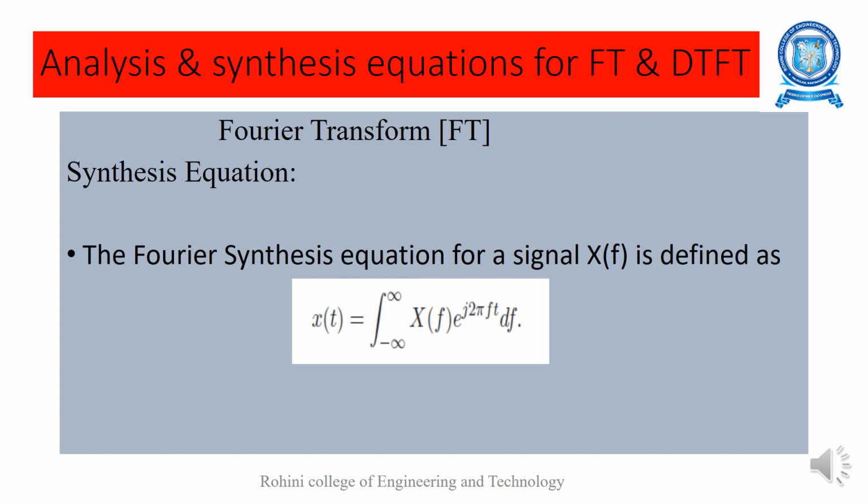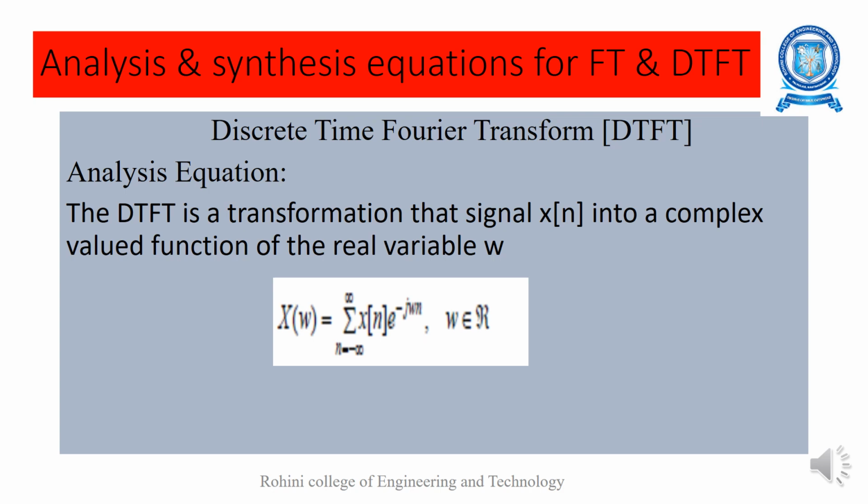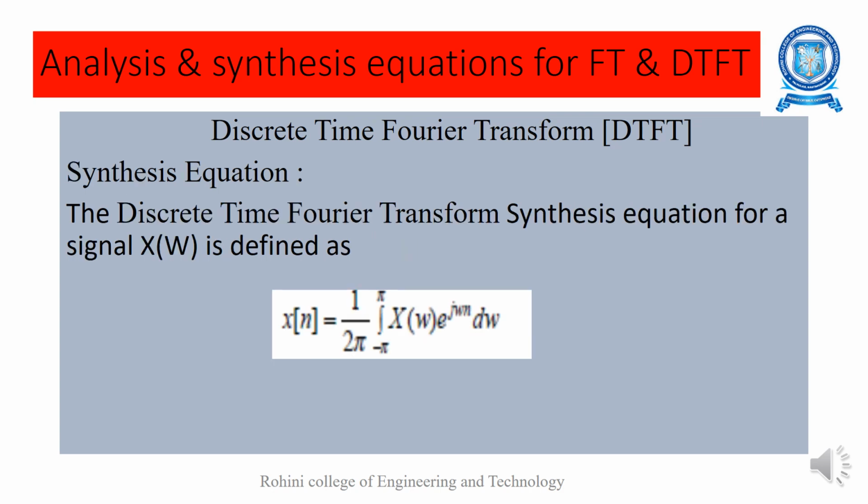Synthesis equation: the Fourier synthesis equation for the signal x(t) is defined as this. This is the synthesis equation using the Fourier transform. Next is the discrete time Fourier transform. The discrete time Fourier transform transforms a signal x(n) into a complex valued function of a real variable omega, that is X(omega), which can be represented using this equation. This is the signal synthesis equation, that is, the synthesis equation of the DTFT.